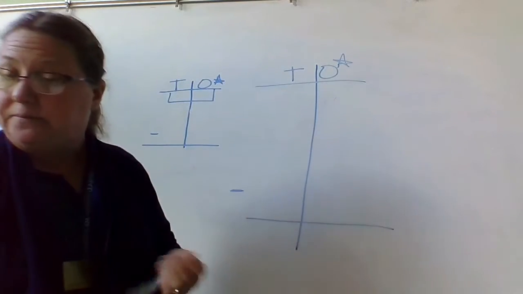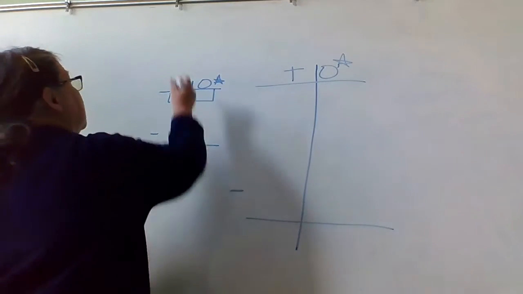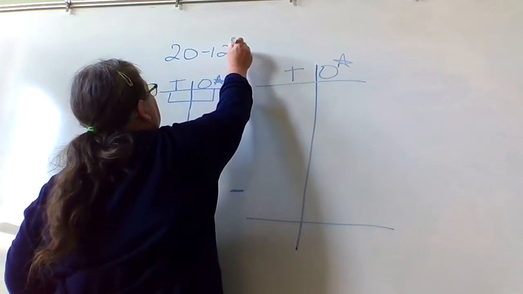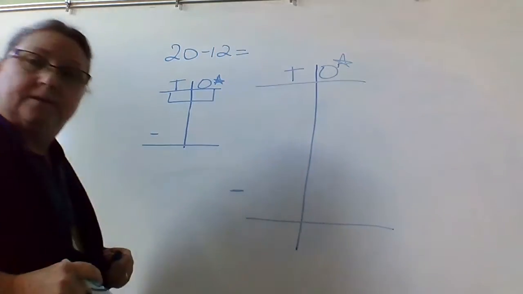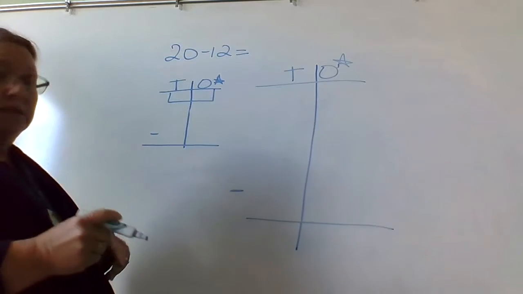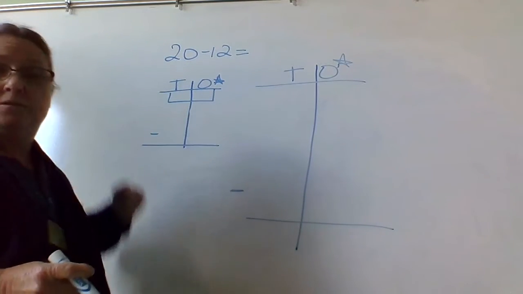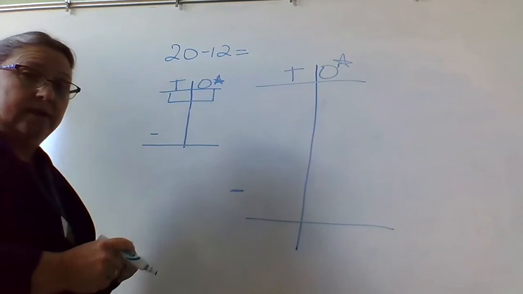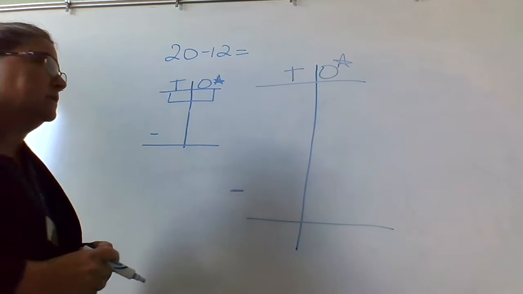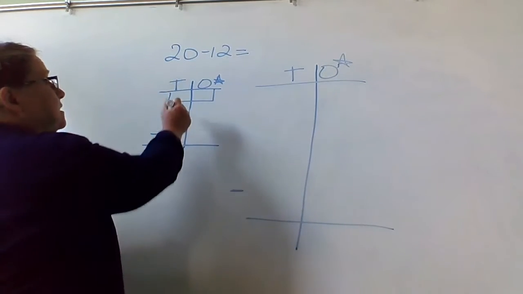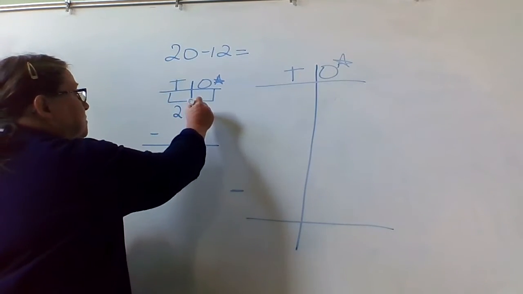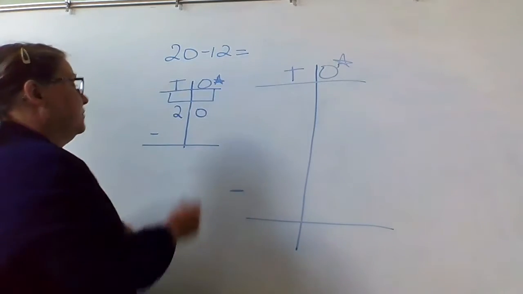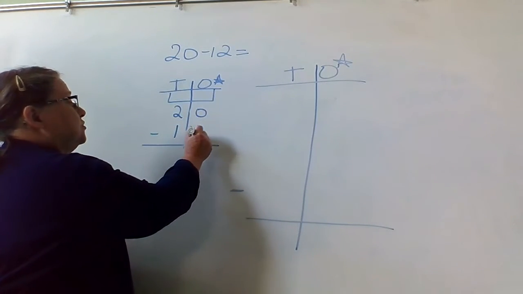B's problem is 20 minus 12. Get your small t drawn and let's get those numbers in there. I have 20. I have 2 tens and 0 ones. That makes 20. I have 12. 1 ten and 2 ones.